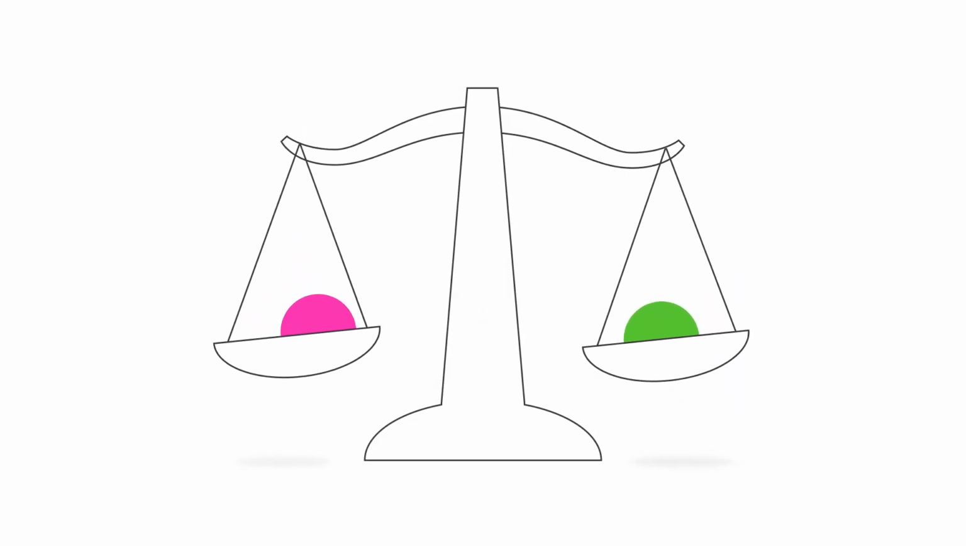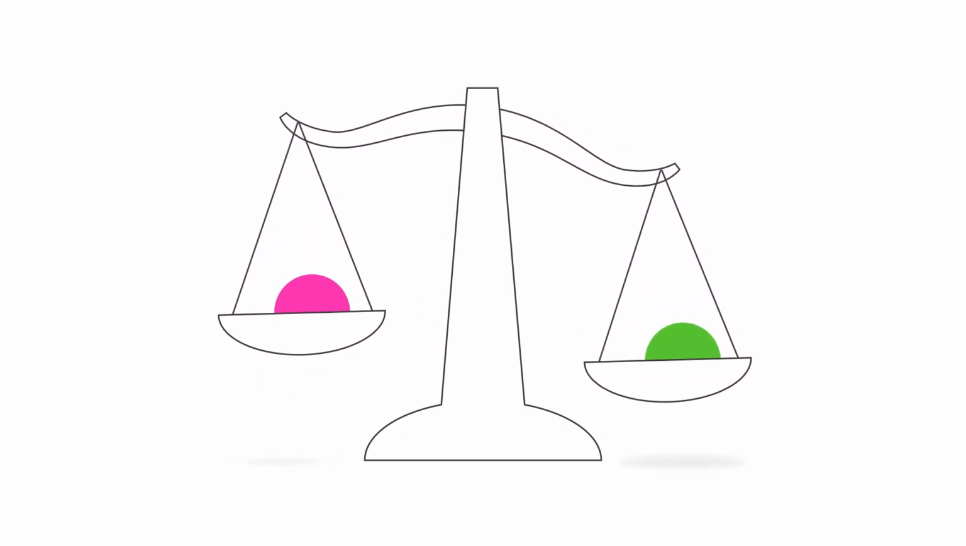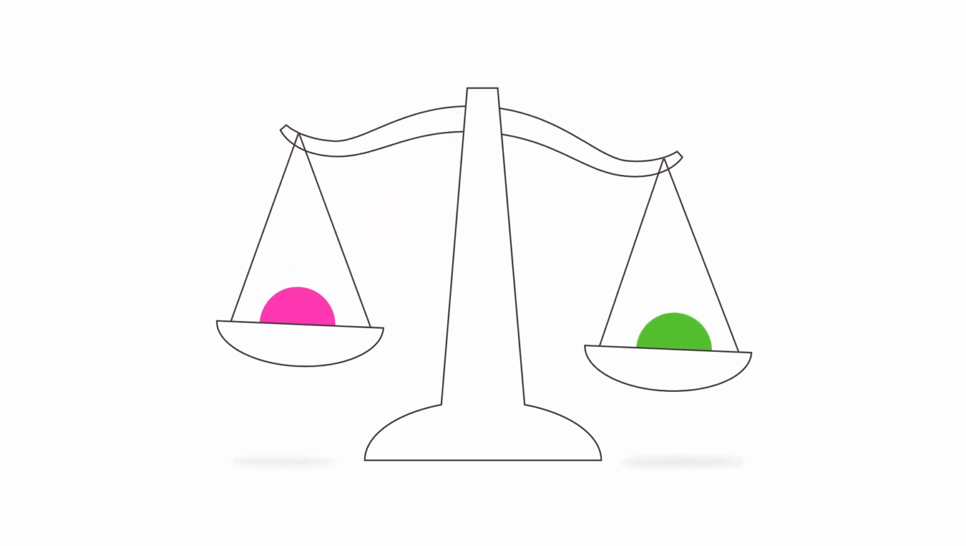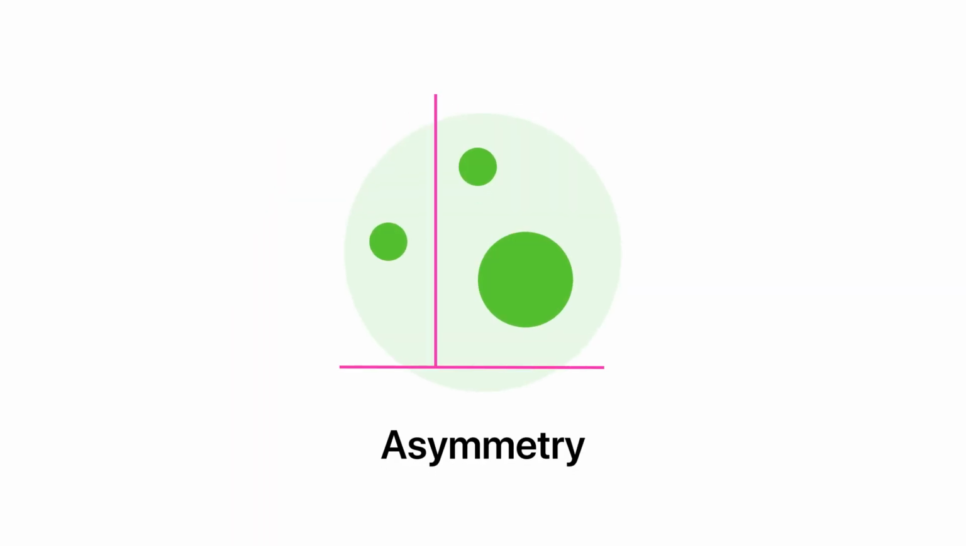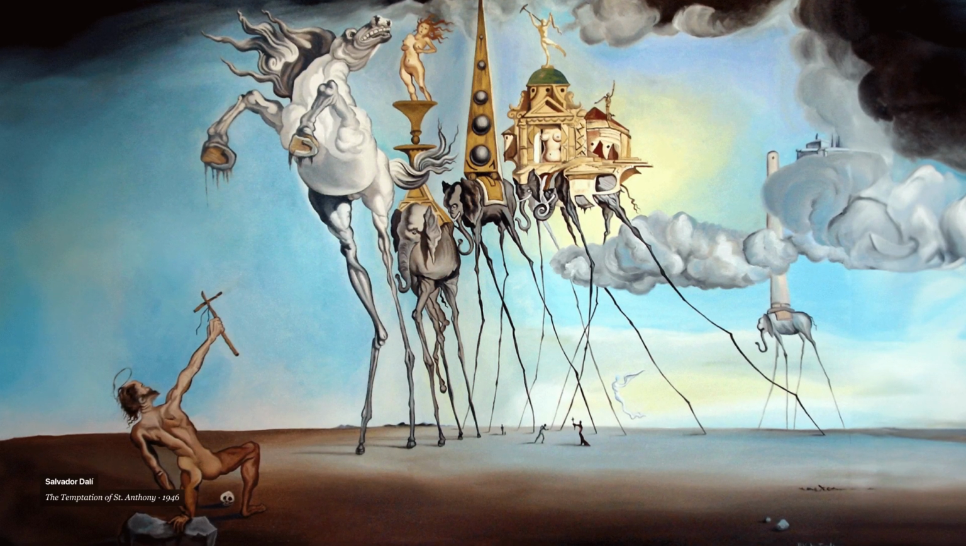Symmetry, in its various forms, is a powerful tool for achieving balance and harmony within a composition, whether it be in relation to the whole or to individual elements. Asymmetry, on the other hand, can be used as a tool to convey a specific idea by creating a deliberate imbalance in the composition. Let's revisit the painting The Temptation of Saint Anthony.